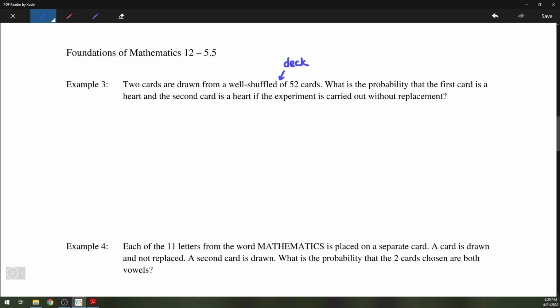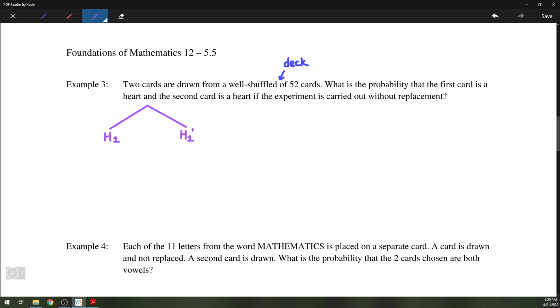What's the probability that the first card drawn is a heart and the second card is also a heart if the experiment is carried out without replacement? So initially, once again, we want to draw a tree diagram for this one as well. The first card could be a heart or not a heart. So we have H1 for heart 1, and then H1 complement for the first card not being a heart.